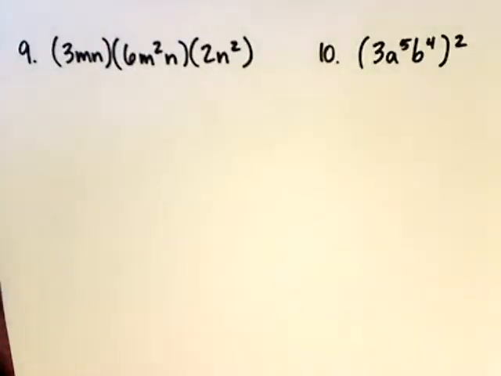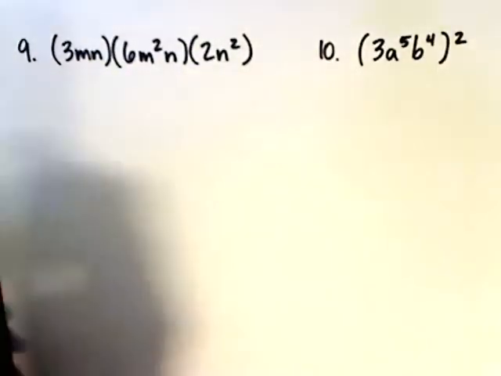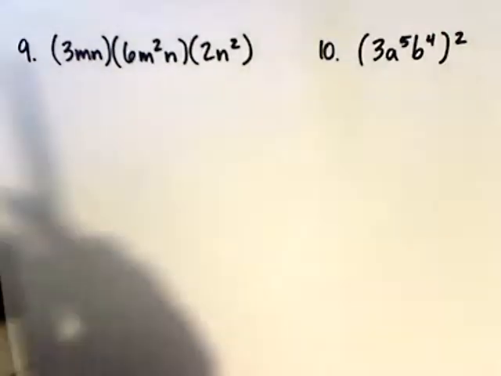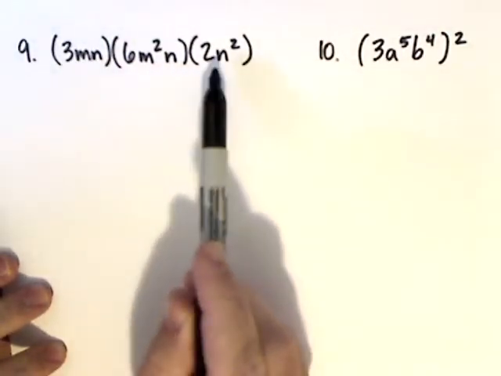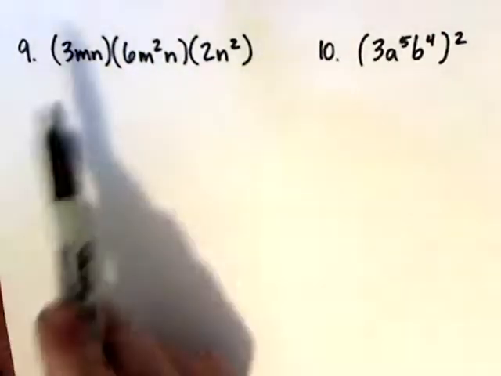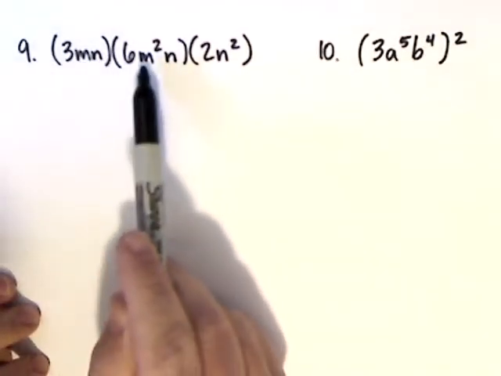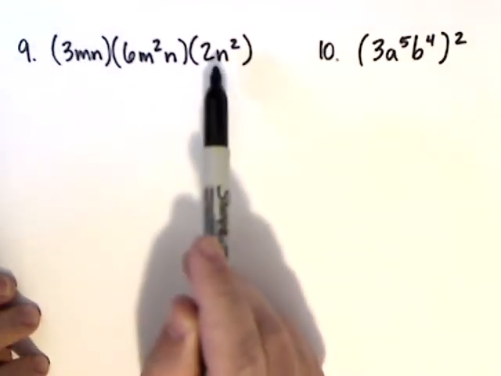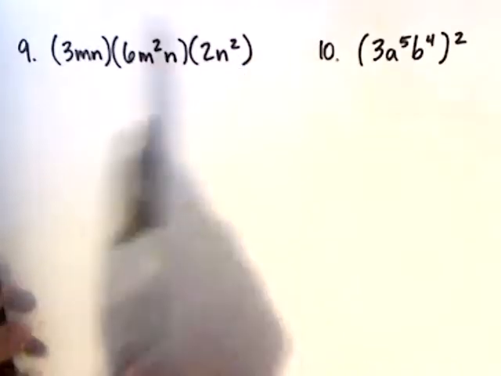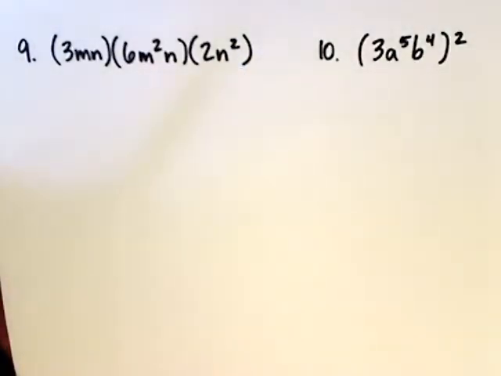Okay, on with the review. Now we're going to look at numbers 9 and 10 for this video. Number 9 takes three monomials and multiplies them. It takes 3mn times 6m squared n times 2n squared. So go ahead and hit pause and try to work this one out.